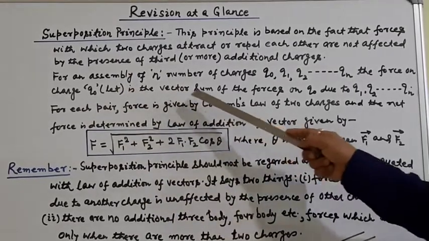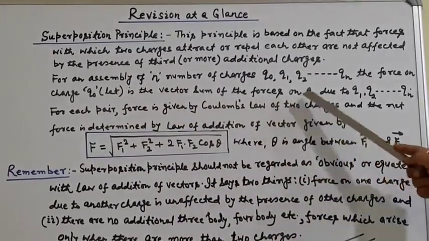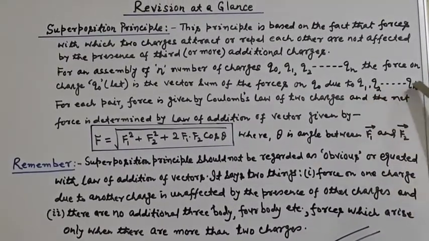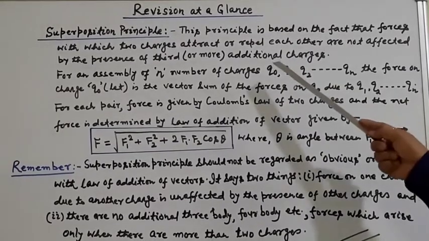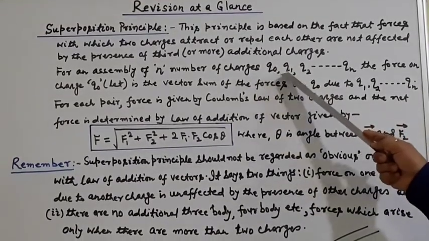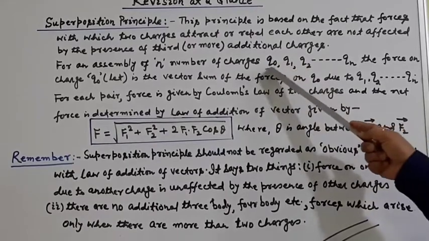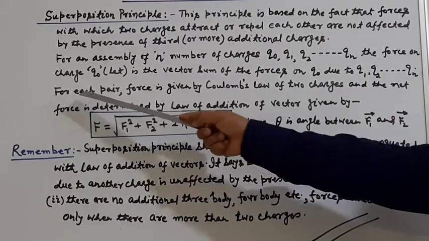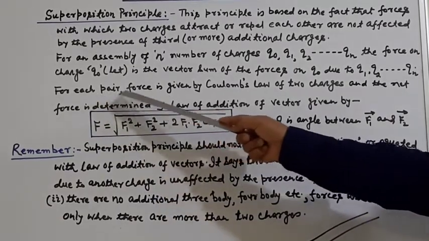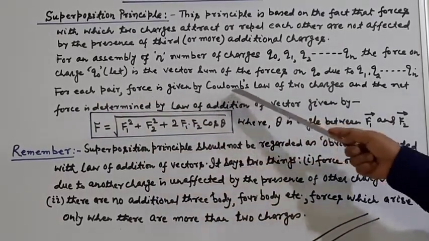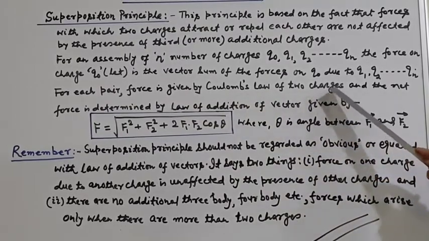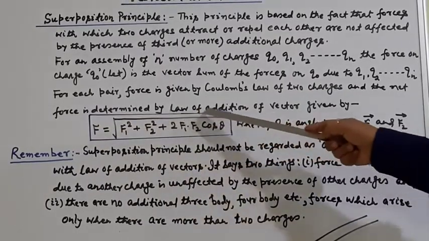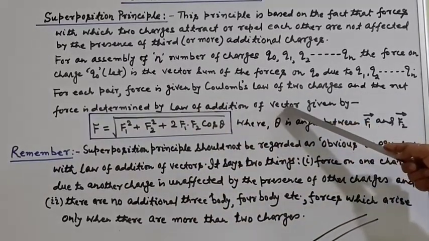The force on charge q0, due to all other charges, is the vector sum of the forces on this q0 due to charges q1, q2, q3 up to qn. It means we are going to find the force on q0 by q1, force on q0 by q2, force on q0 by q3 and so on up to qn. Then how can we calculate it? For each pair of charges, the force is given by Coulomb's law for two charges, and the net force is determined by the law of addition of vectors.